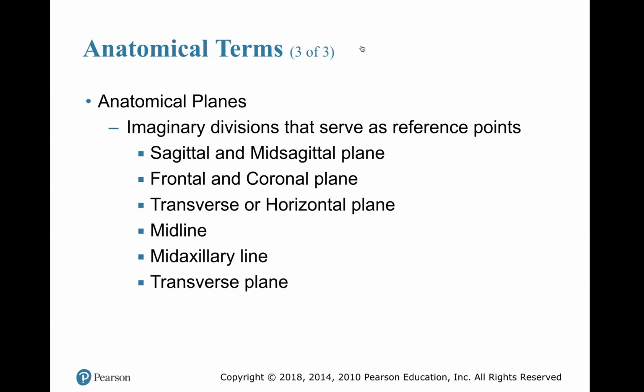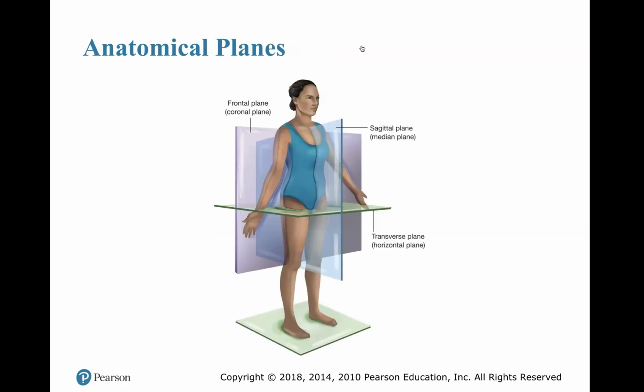Anatomical planes are imaginary divisions that serve as reference points. So we have the sagittal and mid-sagittal planes, the frontal and coronal plane, transverse or horizontal plane, the midline, the mid-axillary line, and the transverse plane. And here we go. So see how the body is separated in these planes, and the reason they do that is so that you can in your mind cut the body in half with these planes and localize either your assessment or your knowledge of where certain things are in the body as far as organs and such.